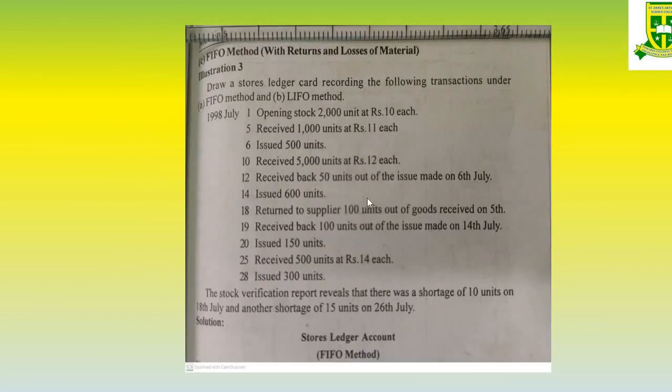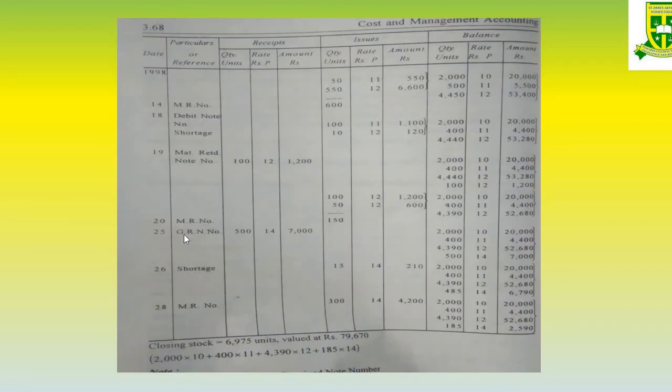On 20th, what is happening? On 20th, issue 150 units. On 25th, received 500 units. On 28th, 300 units. So on 25th I am getting 500 units, which cost 14. Multiply it, you will get 7000. So already the 3 stocks are available. Just add the 4th stock, 500, 14, 7000.